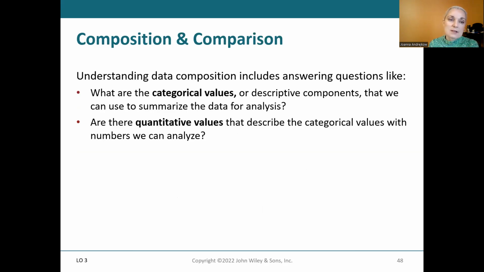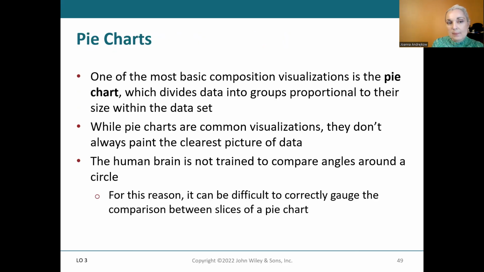So composition and comparison. Understanding data composition includes answering questions like, what are the categorical values or descriptive components that we can use to summarize the data for analysis? And also, are there quantitative values that describe the categorical values with numbers we can then analyze? So pie charts are one type of data visualization. They're one of the basic visualizations, which divides data into groups proportional to their size within the data set.